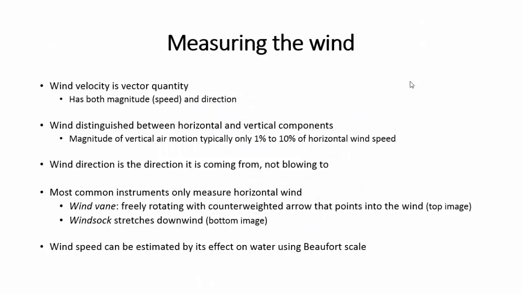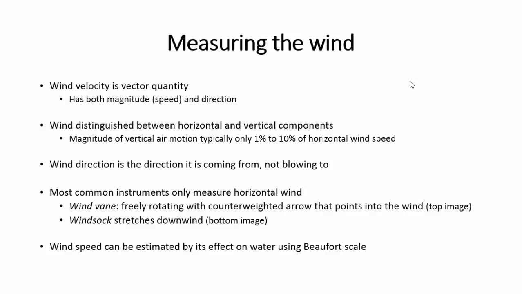So how do we measure the wind? Well, there's several different ways to do it. But first of all, wind velocity is a vector. It has a magnitude and a direction. We already know that. Wind is definitely distinguished between horizontal and vertical components. And up until about 1985 or so, we weren't really measuring the vertical component at the surface. We certainly are now. More on that later when we get into violent weather.